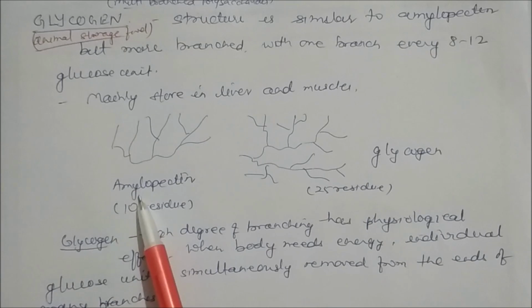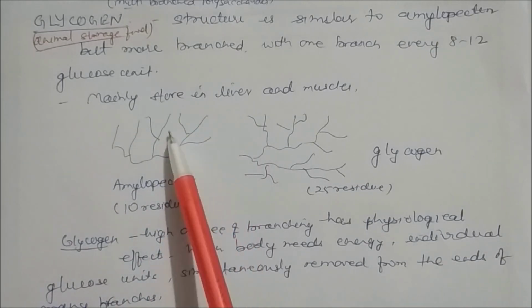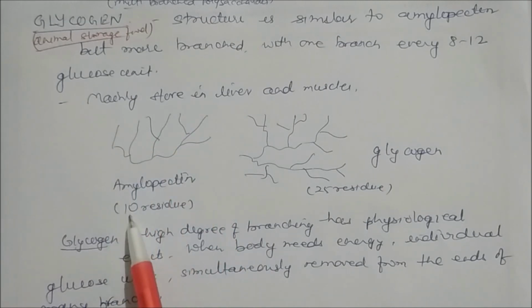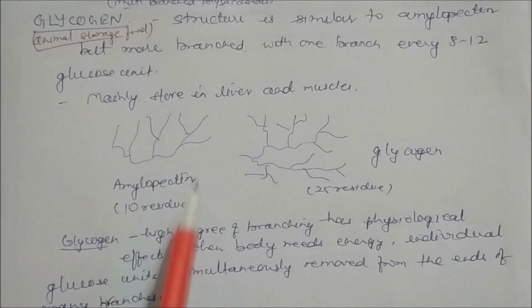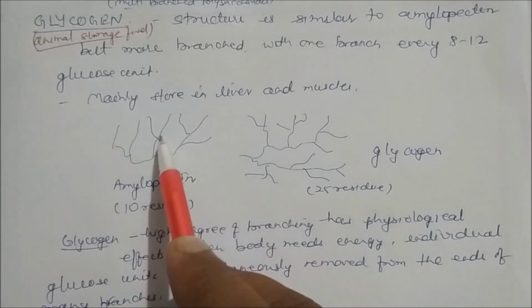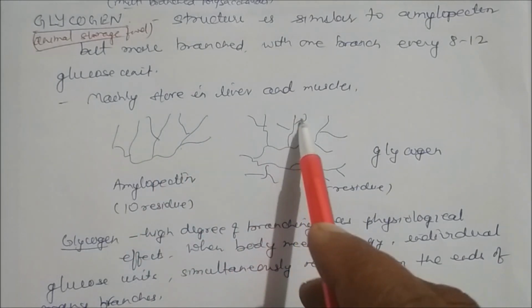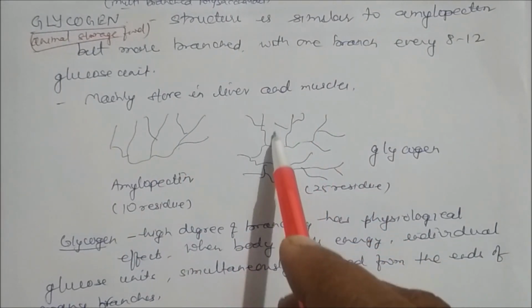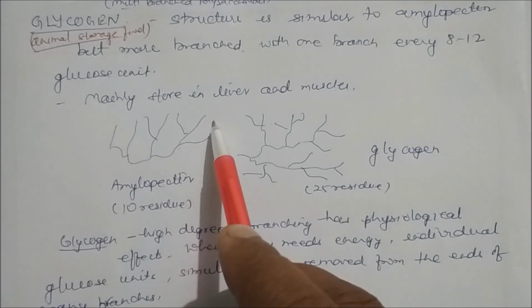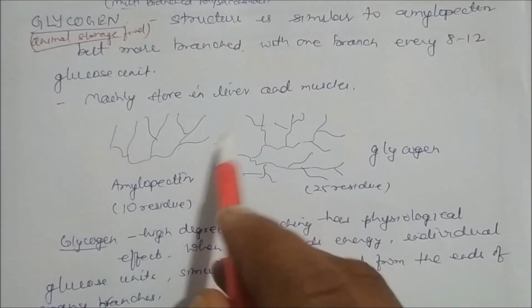So this is a diagram of amylopectin. You can see it has some 10 residues. You can count it: 1, 2, 3, 4, 5. Like this there are 10. So just imagine the other units are there. But here, in the further units, it is further divided. So it is more branched. If you keep branching from here also, it becomes your glycogen.